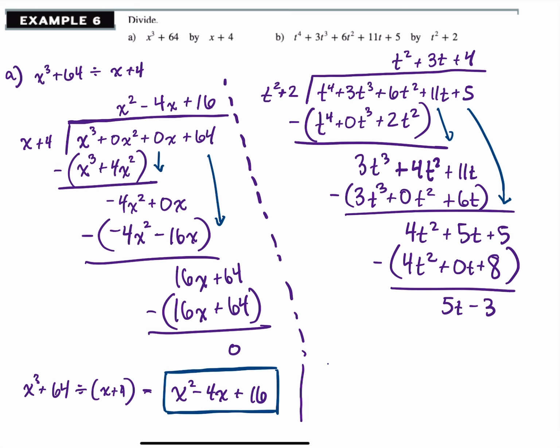So let's write our result. I'll just write what this will be equal to. We have everything up top, t squared plus 3t plus 4, plus our remainder, which is 5t minus 3, over what we were originally dividing by, the t squared plus 2. And that will be our result.